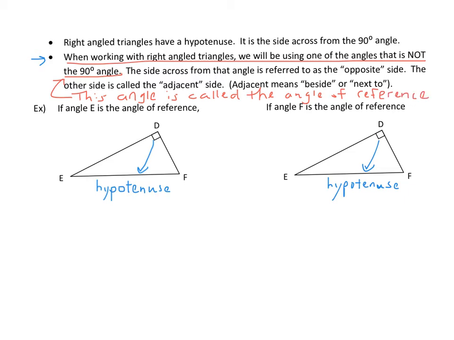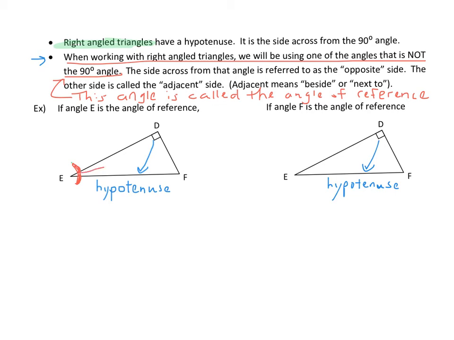Now, when we decide what angle is our angle of reference, the side across from that angle is called the opposite side, and the other side, the remaining side, will be the adjacent side. And this is all true if we're working with right-angled triangles. So in my example, if angle E is my angle of reference, so let me mark this as my angle of reference. This is the angle I'm going to refer to.